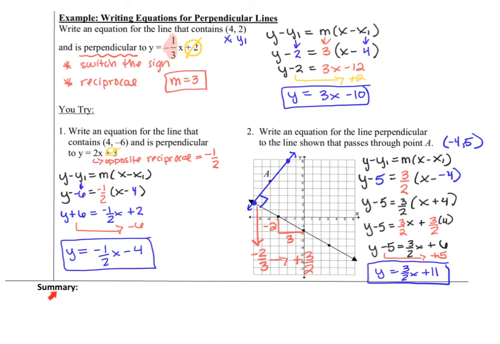For your summary, please be sure to answer the essential question, which is: how can you write an equation of a line that is parallel or perpendicular to a given line that passes through a given point?